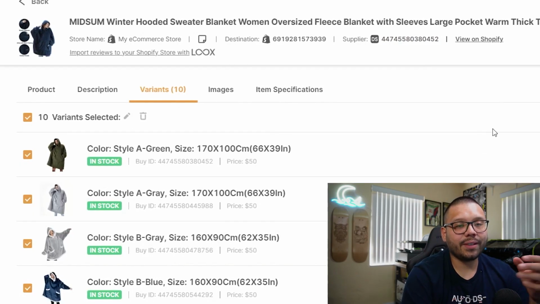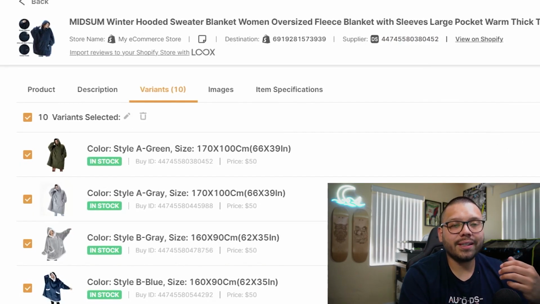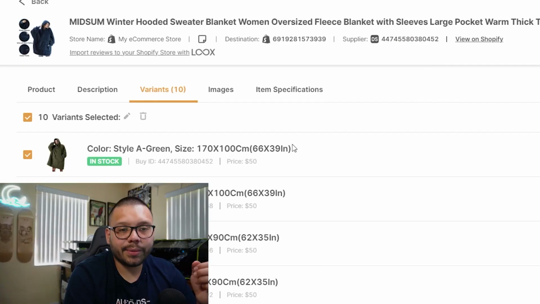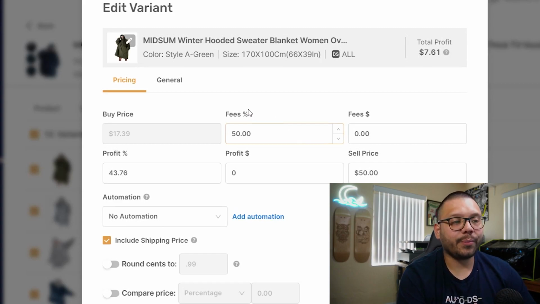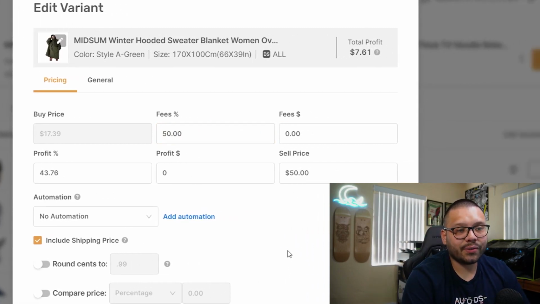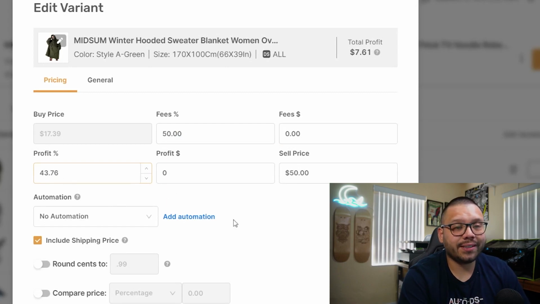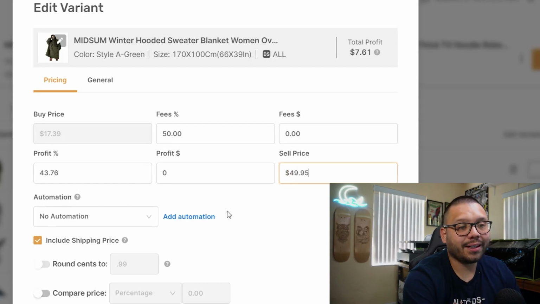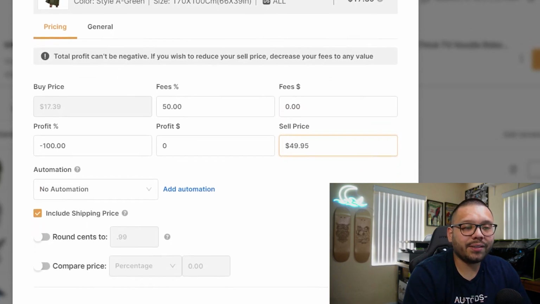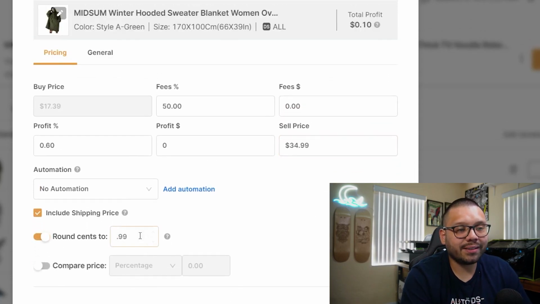Now, another option that you have that is a bit more specific is going into each individual variation. So what I mean by that is simply click on the edit button over here, and now you can see a little bit more information. So as we can see, we have our fees set to about 50%, which gives us a profit of about $43.76 for a total selling price of $50. Now, what we can do here is, let's say we want to target our budget-friendly consumers. We can set this simply to $49.95. Or to make things a little bit easier, we can just simply click on the round cents and switch it over here to, let's say, 95 cents.